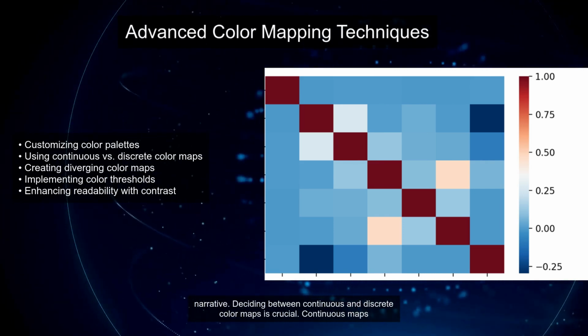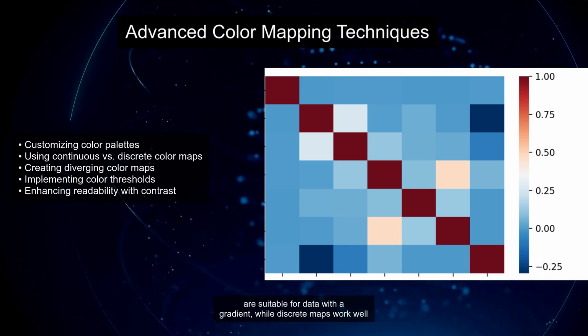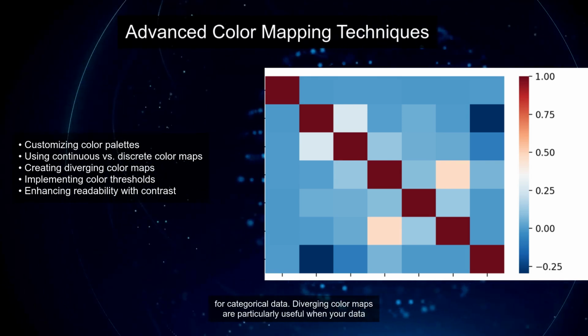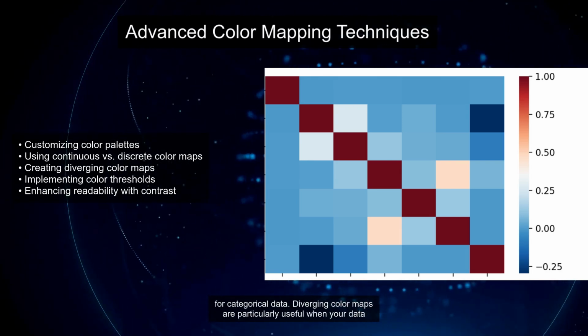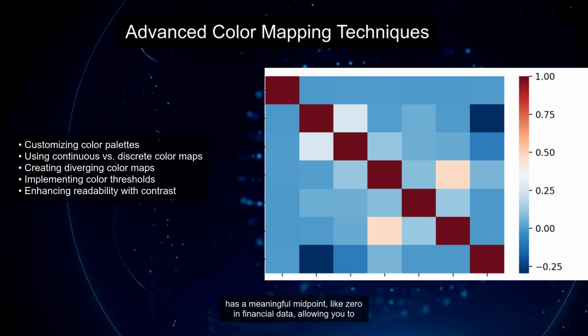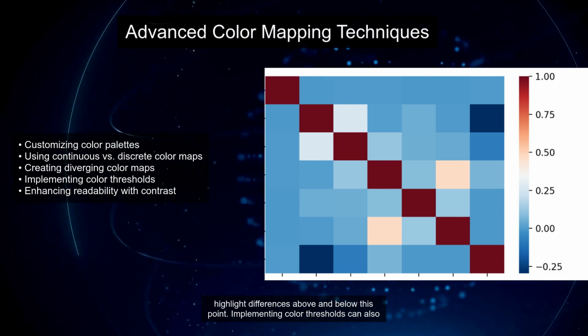Deciding between continuous and discrete color maps is crucial. Continuous maps are suitable for data with a gradient, while discrete maps work well for categorical data. Diverging color maps are particularly useful when your data has a meaningful midpoint, like 0 in financial data, allowing you to highlight differences above and below this point.